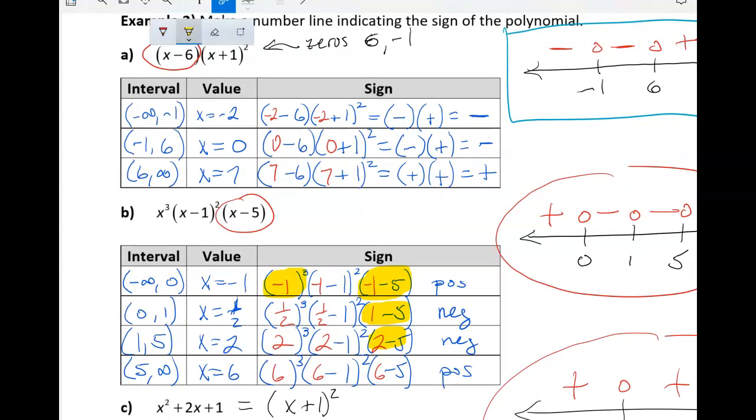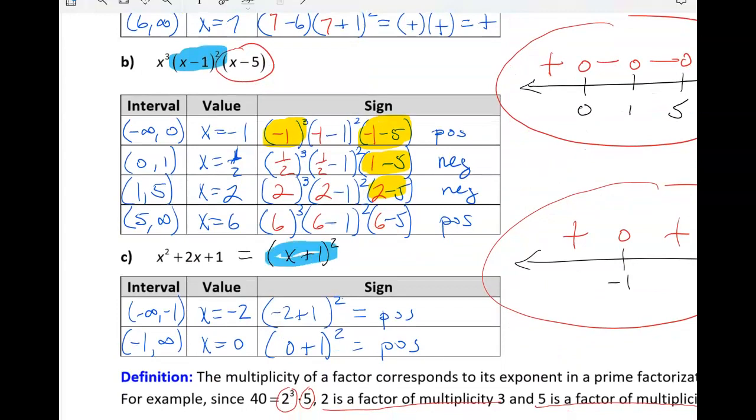Multiplicity 2 factors. Here's x plus 1 squared. That one gave us -1. Take a look at -1 on the number line. The sign of the polynomial is the same on both sides, negative on both sides. In b, x minus 1 squared. That gave us x equals 1 as a 0, negative on both sides. And last one, x plus 1 squared. That gave us -1. Look at the polynomial, positive on both sides.